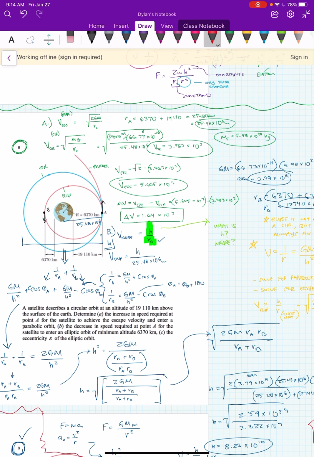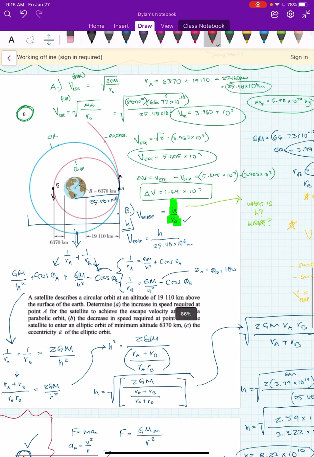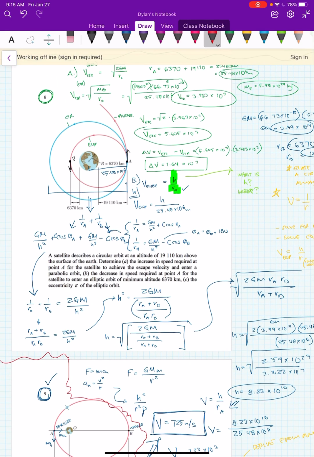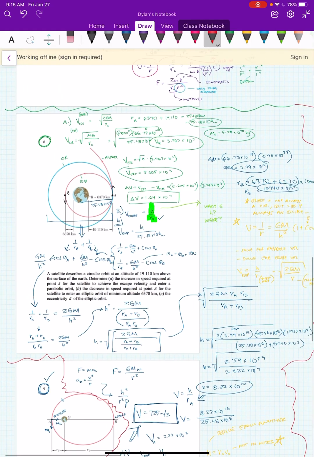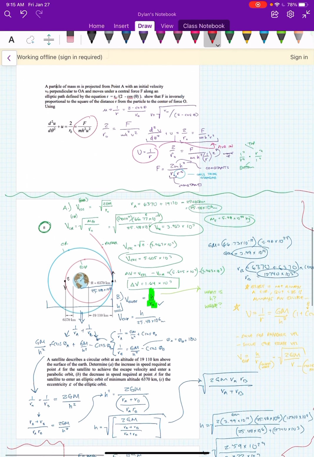Part B, there's this equation, h over rA. So that's the radius at point A in the denominator. I'm confused of what the h is, where it comes from. And so I was able to use that, and I was able to use the relationship that we proved.